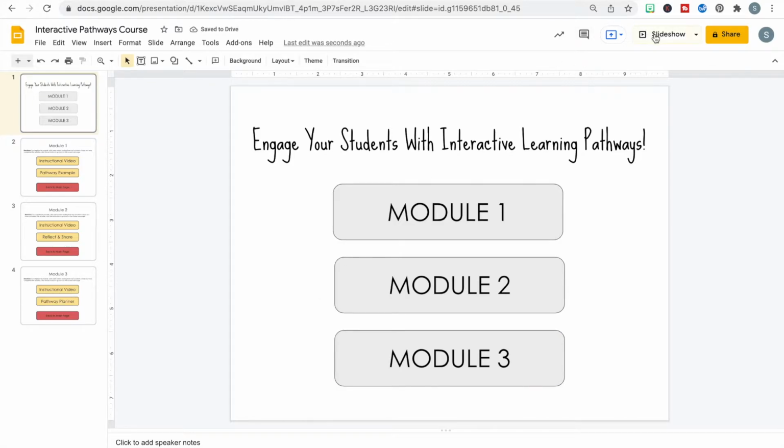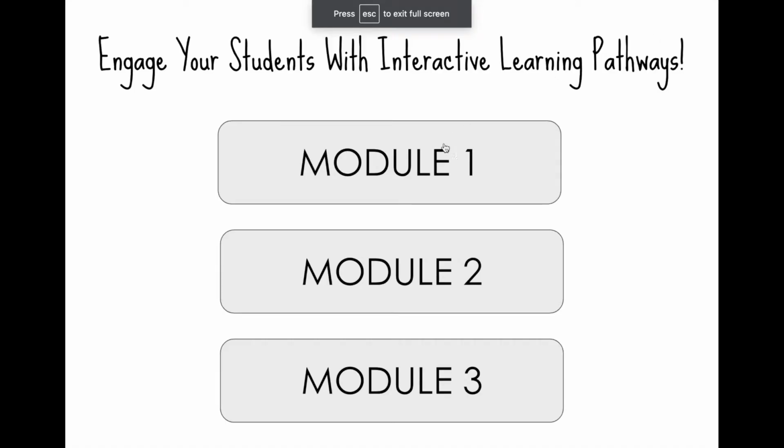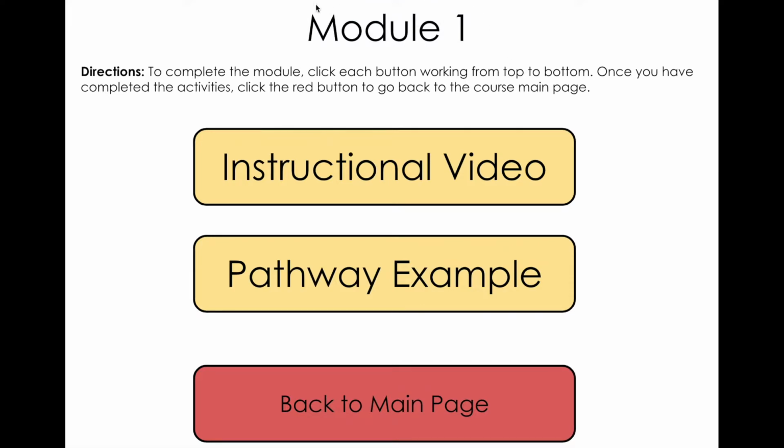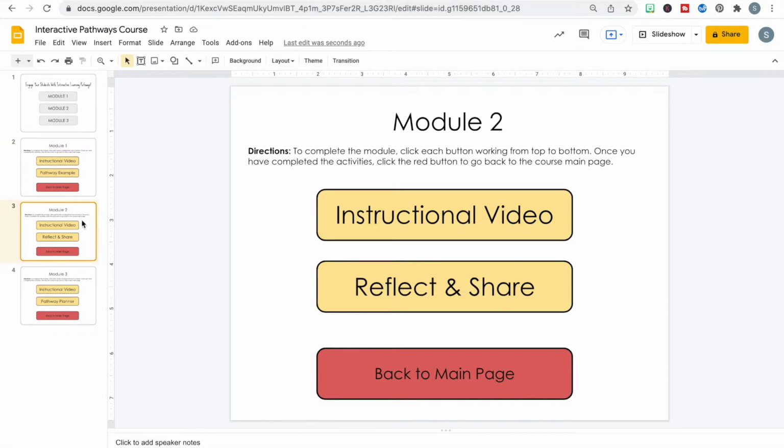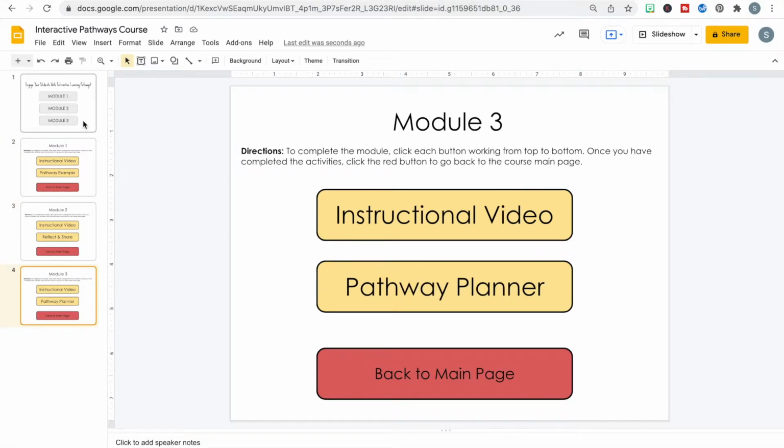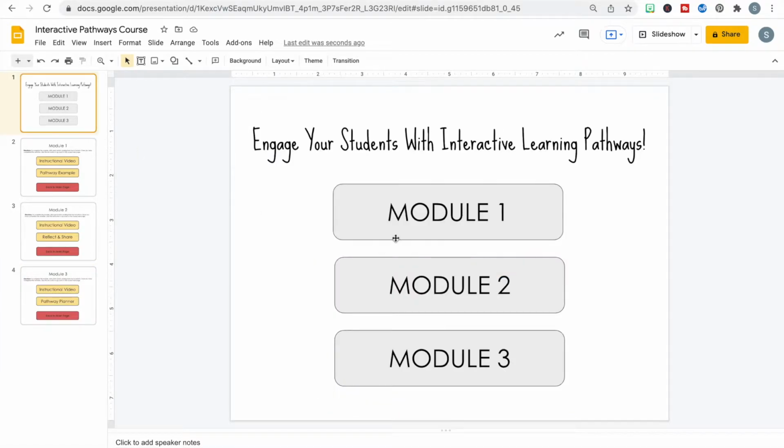So now if we go to our presentation mode, it brings us right to Module 1 when I click that button. However, I cannot get back to the main page from here because we haven't linked that yet, because we didn't have a main page yet. And now I'm going to go through each of my modules, 1, 2, and 3, and connect my back to main page to this page, which is slide number 1.